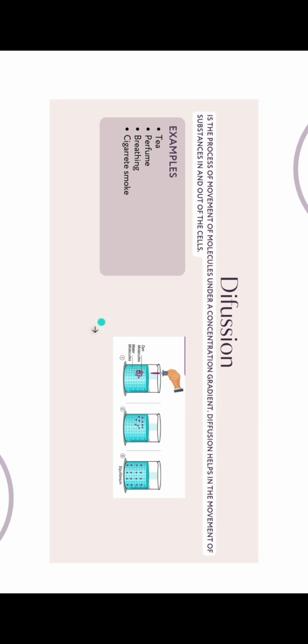Simple diffusion is a process in which the substance moves through a semi-permeable membrane or in a solution without any help from transportation proteins. The factors that can affect diffusion are the temperature and the size of the particles. And some examples of diffusion could be tea, perfume, food coloring, breathing, cigarette smoke, etc.